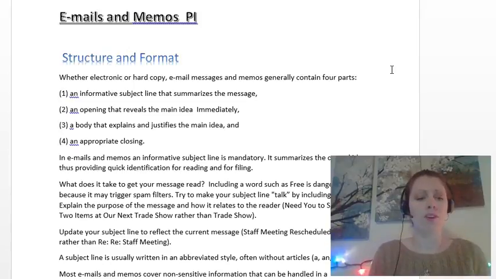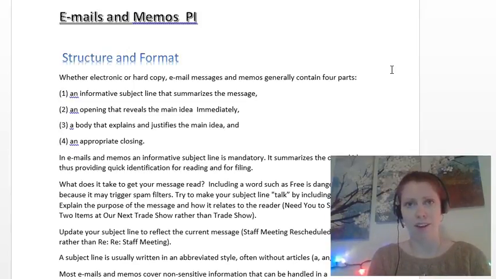All right, so with emails and memos, as you will discover this week and next week, a lot of things are similar about these guys. Their construction, what you would include, and how you format them can be very similar. So unless I state somewhere in the lecture that it's just for emails or just for memos, you can assume that what I'm saying applies to both. All right, so we're going to start with format and structure tonight.